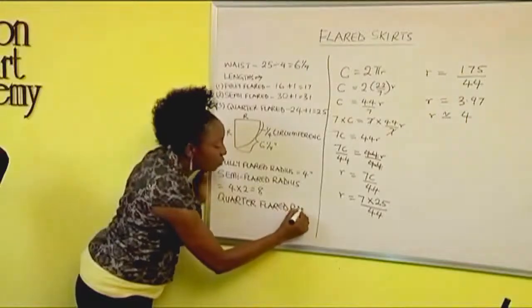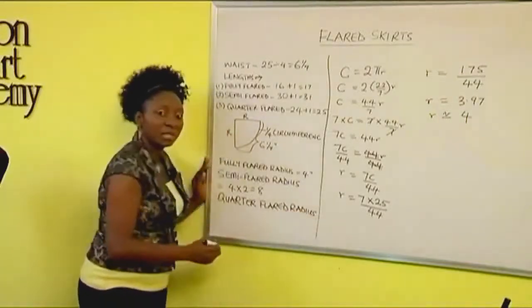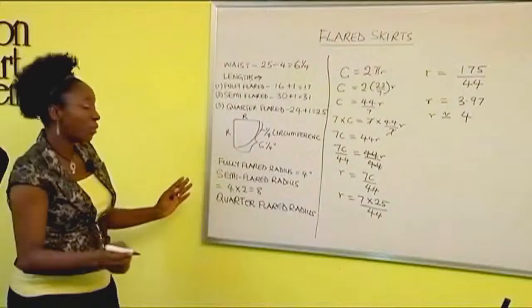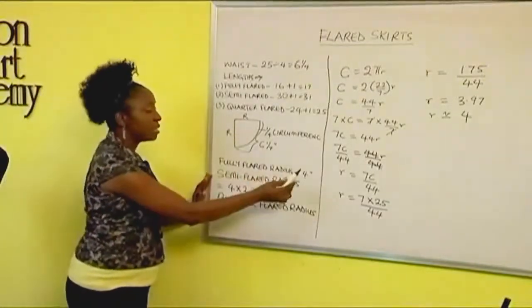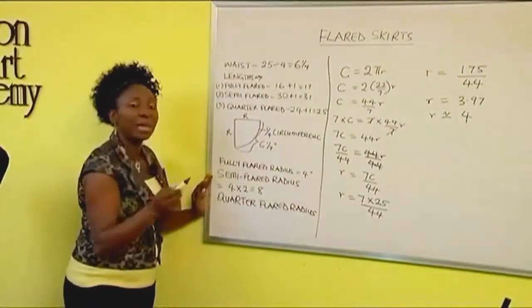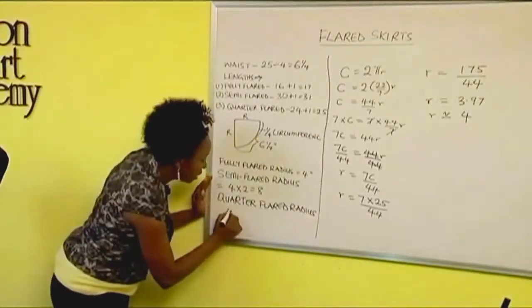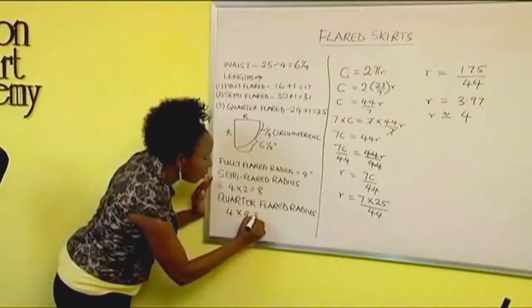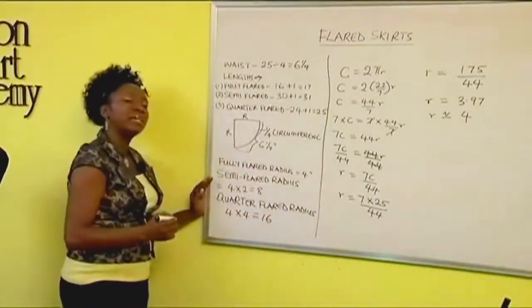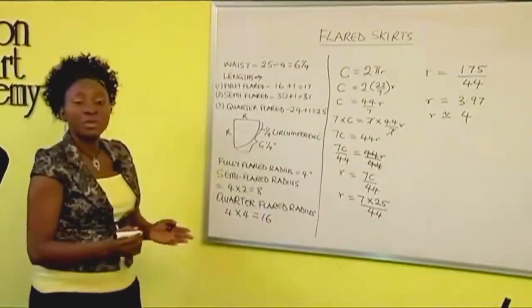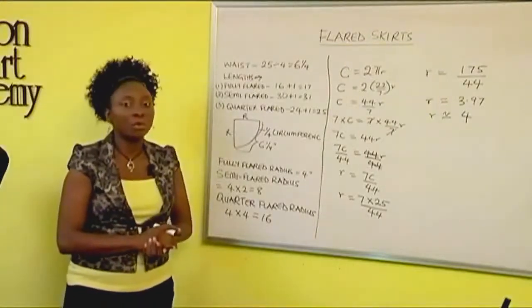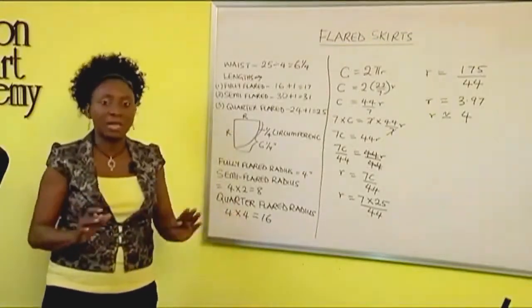For our quarter flared radius, I'm sure you can guess what we're going to do, because it's a quarter. We're going to take this same fully flared radius we have here and multiply it by 4. That would be 4 inches times 4, and that will give us 16 inches. Now, I would not fold my fabric at all. I will use it as single ply, just like that.